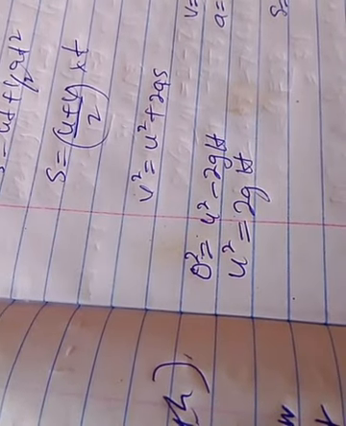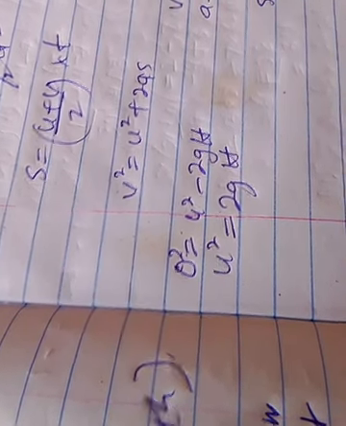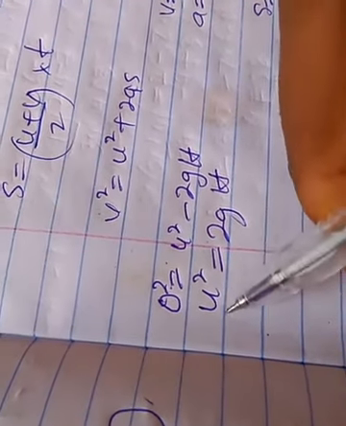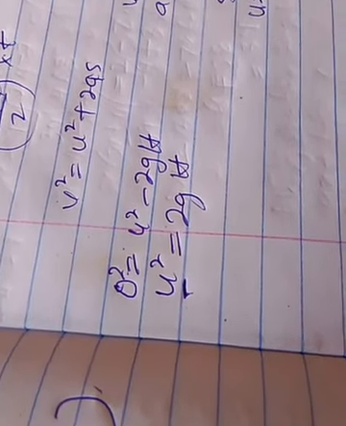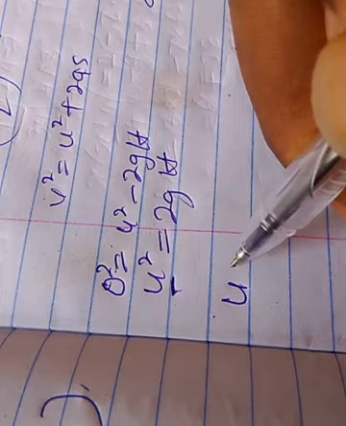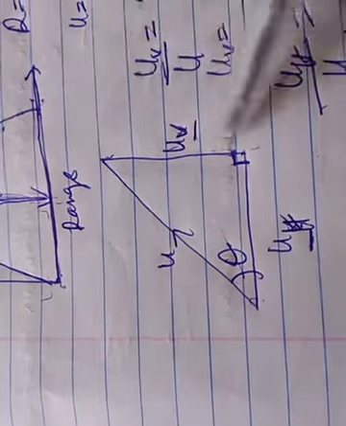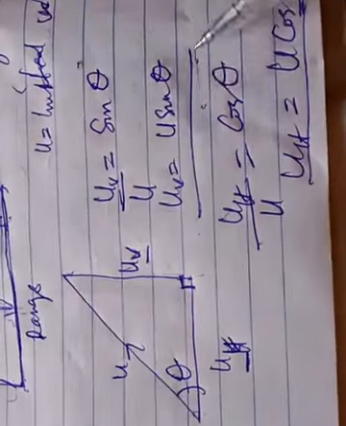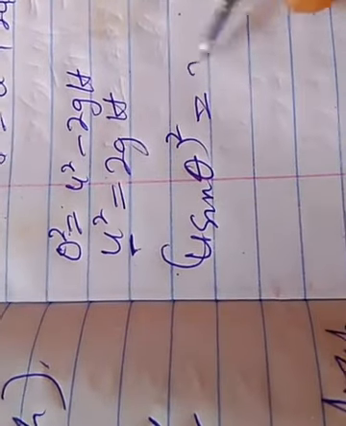So how do we get our maximum height? Take note that the u we are going to be using here for maximum height is u equal to u sine theta. So we're going to have u sine theta square, because at maximum height the vertical velocity is u sine theta. So in this place, we just replace it with u sine theta square. This will give us equal to 2gh.